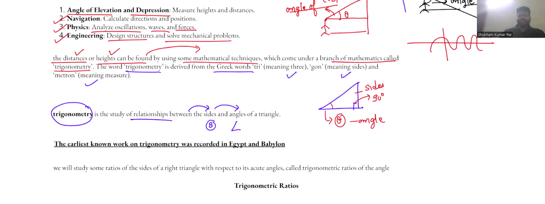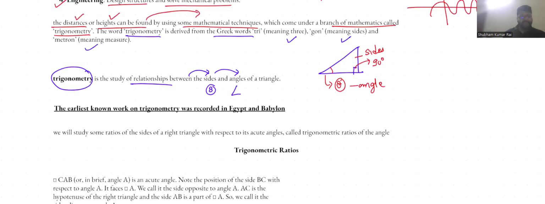Now, do you know where these were founded? Here you can see that the earliest known work on trigonometry was recorded by Egypt and Babylon. They have all worked on it and they have derived this form. So we will study some ratios of the sides of a triangle with respect to their acute angle.